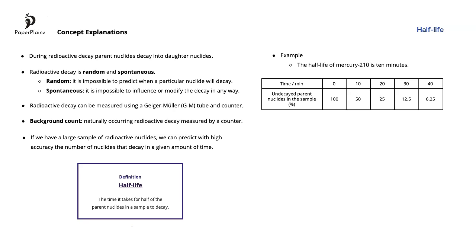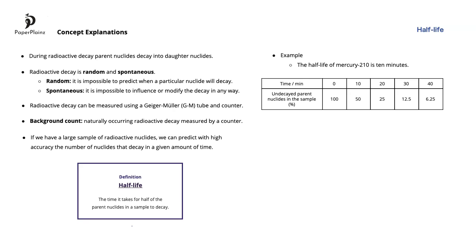So as you can see, in the beginning, when time is equal to 0, 100% of the parent nuclides are undecayed. After one half-life, so 10 minutes, this amount is halved and only 50% remains. After another half-life, so 20 minutes, 25% remains. After 30 minutes, this amount is 12.5%, and after 40 minutes, 6.25%.